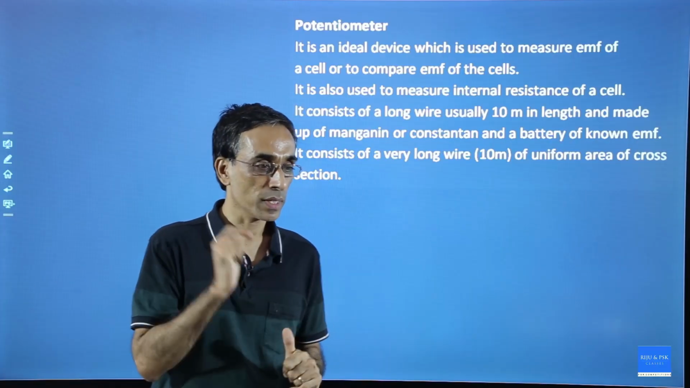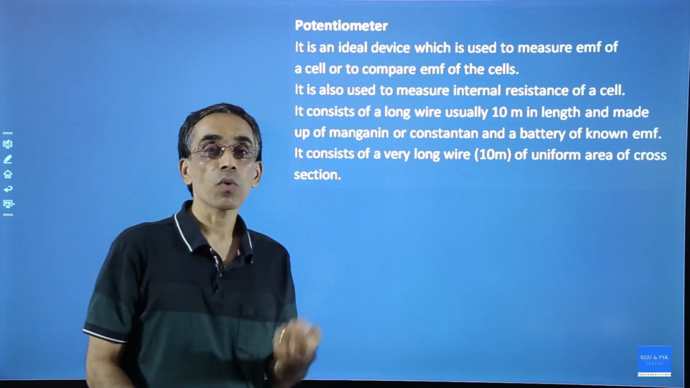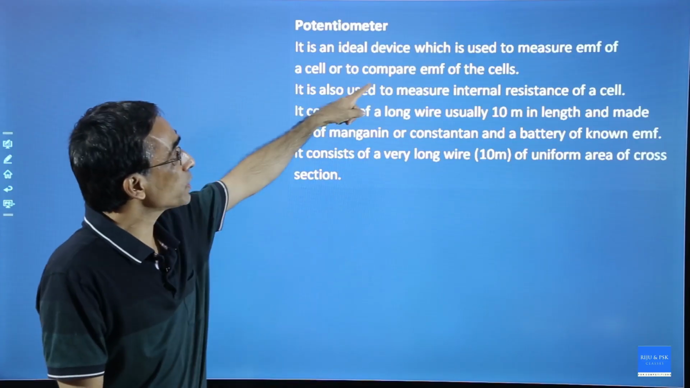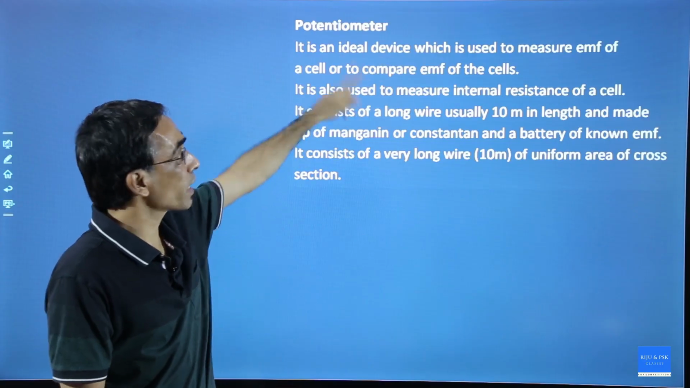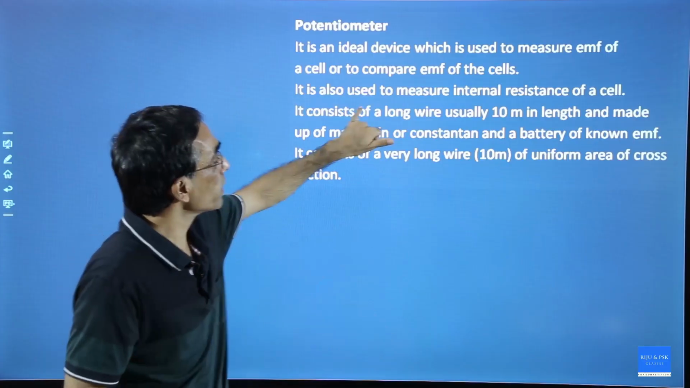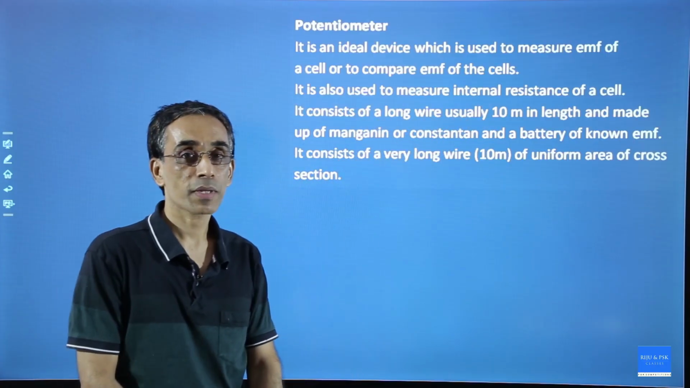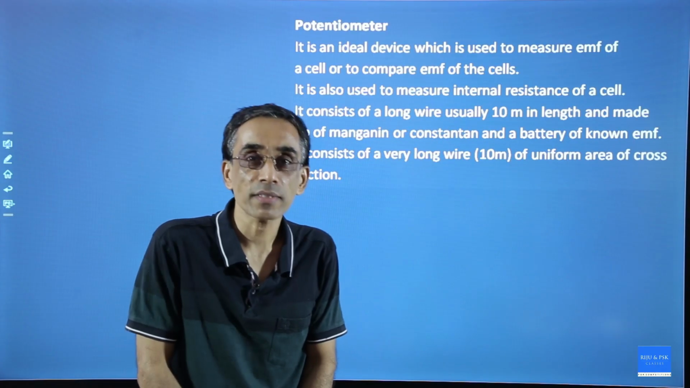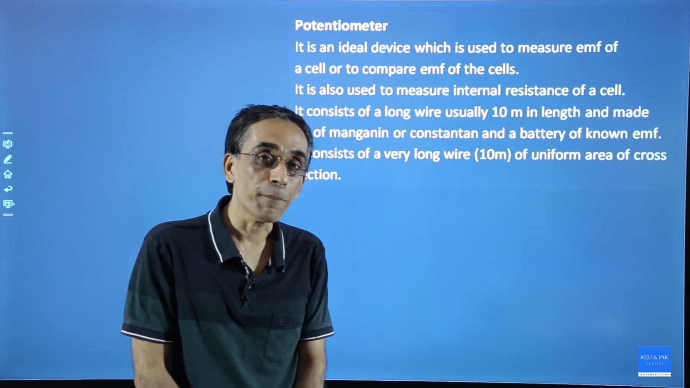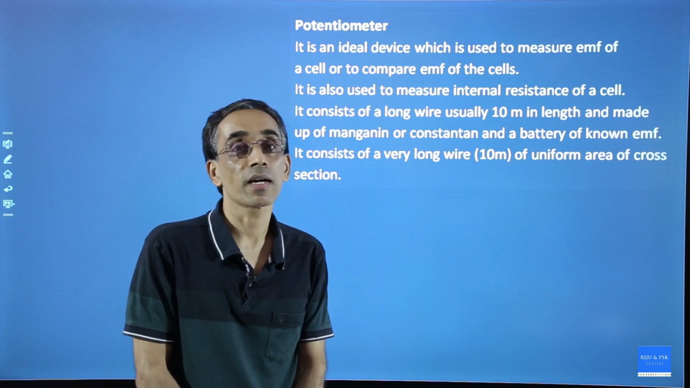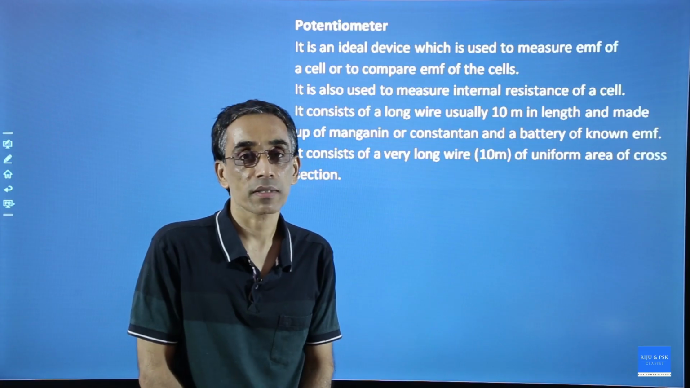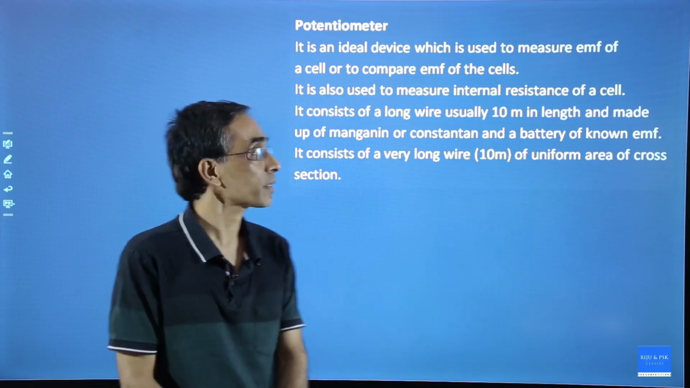Fine. Okay. So, question number 1, what is a potentiometer? Answer, it is a device which is used to measure EMF of a cell or to compare EMFs of two cells or to measure internal resistance of a cell. It is also called an ideal voltmeter.